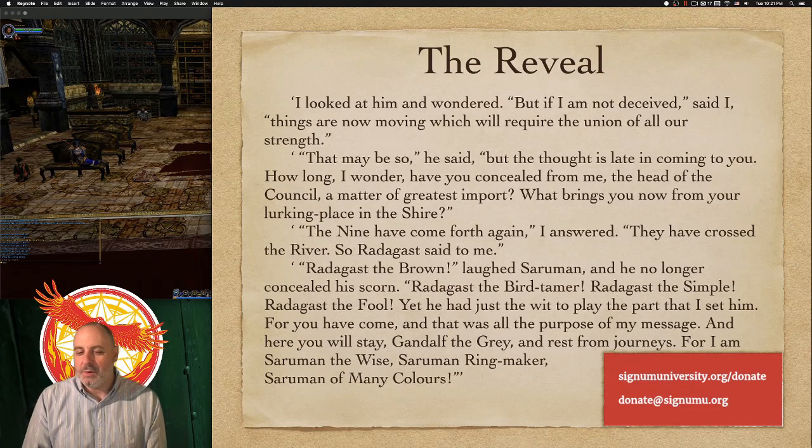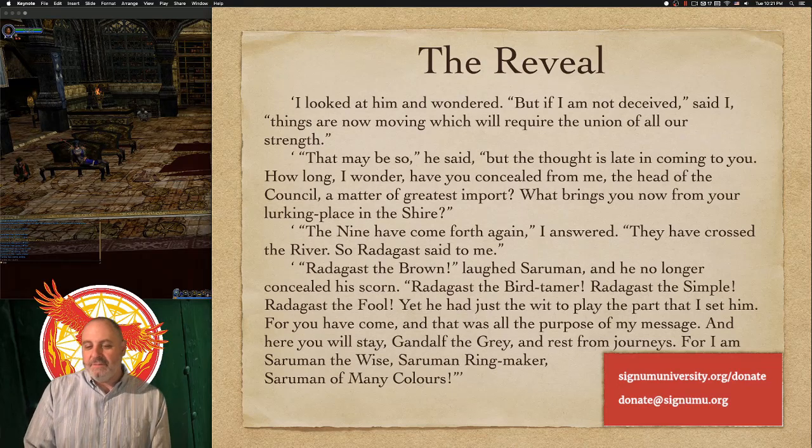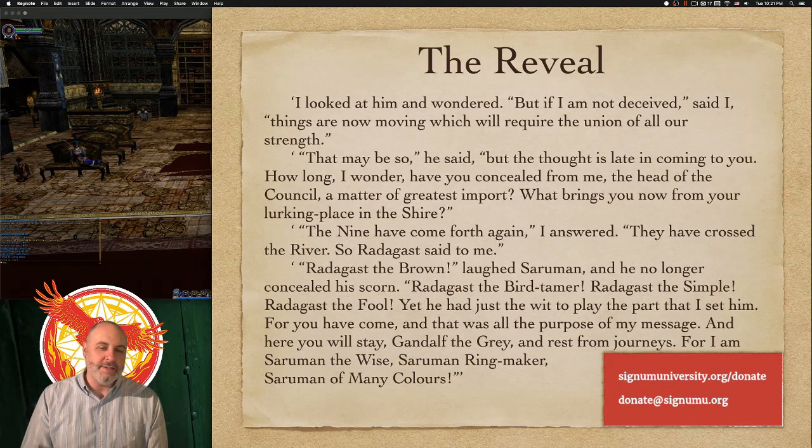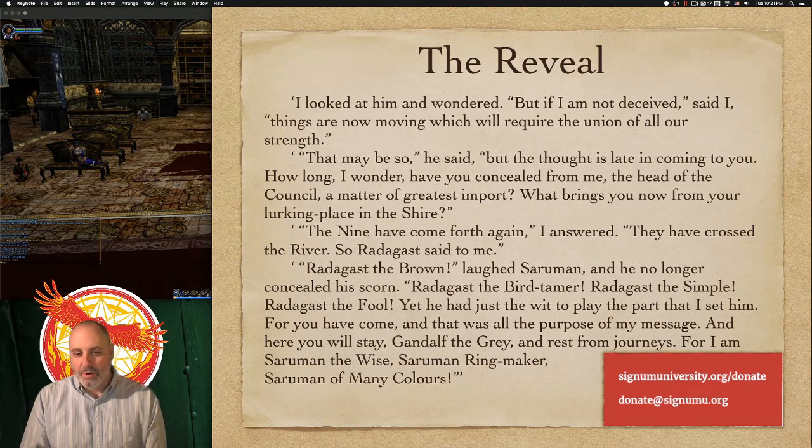"Yet he had just the wit to play the part that I set him." Notice the thoroughness of the sense of superiority there. Radagast is a fool, right? And possibly also an idiot. But fortunately, he had sufficient wit to play the part that I set him. My wisdom and my intelligence is so much greater than Radagast's that I manipulated him into playing this particular part, which, knowing exactly the level and scope of his wit, right? I set him this part, which he played.